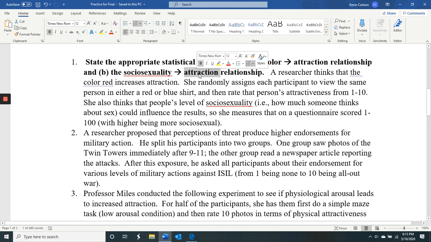And so we have interval, sociosexuality. We have attraction is interval also. It's 1 through 10. So we have 2 interval level measurements. And we want to look at the relationship. So that is a correlation. Specifically, that would be a Pearson correlation.